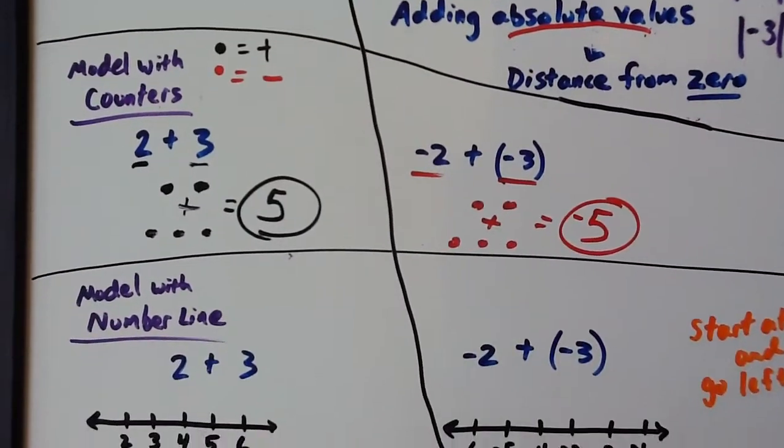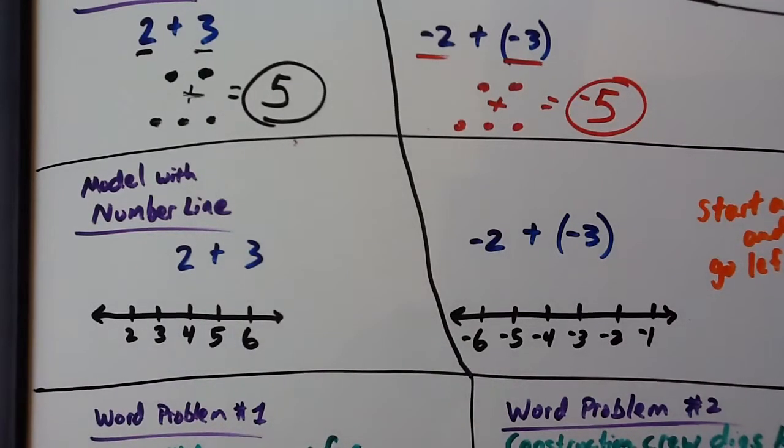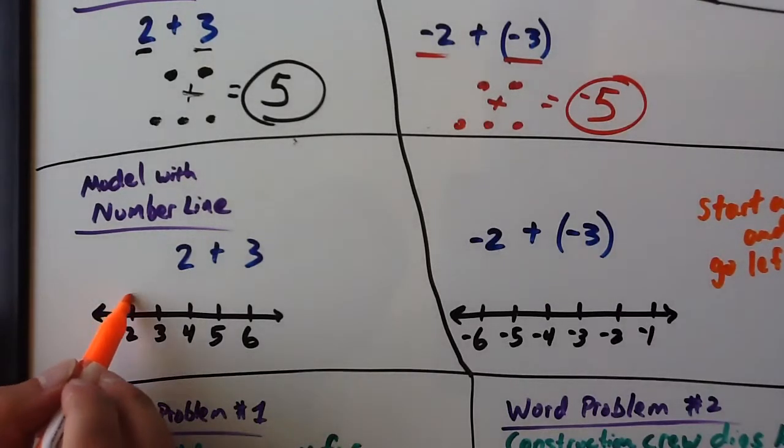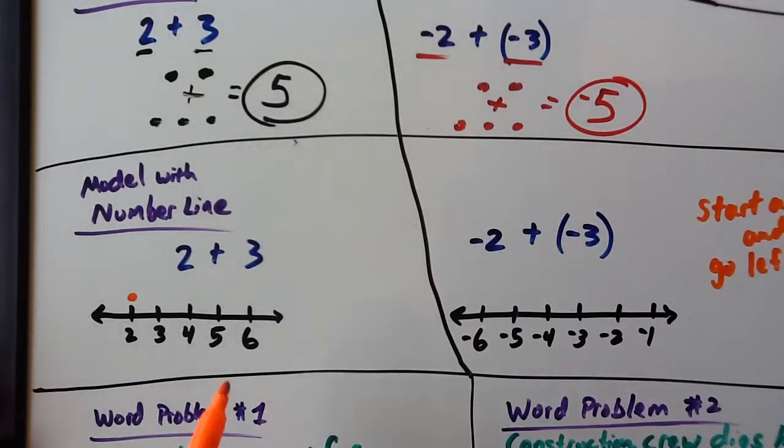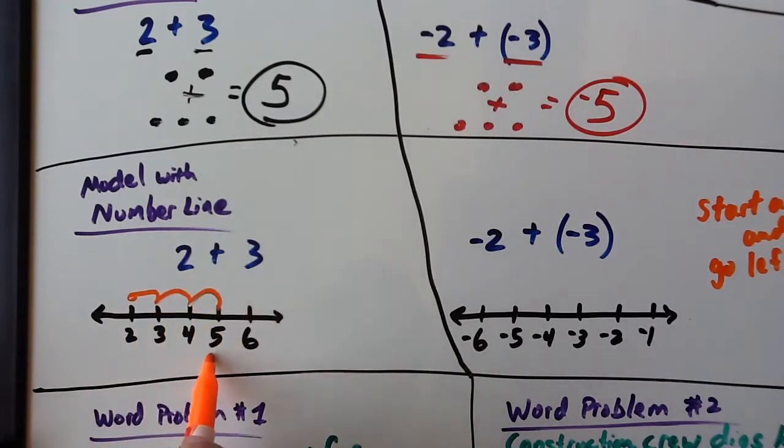We can also model this with a number line. In the problem 2 plus 3, the first number is where I'm going to start on the number line. So let me start at 2. Here's 2. I'm going to start there. And if I'm adding 3, that means I'm going to go to the right 3 spaces. So I would jump 1, 2, 3, and I would end up at positive 5.